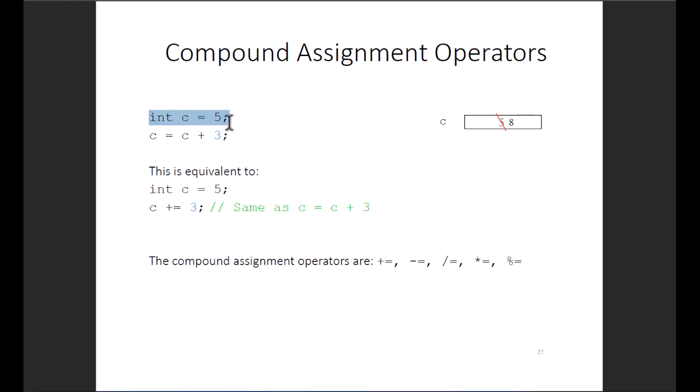Now these two lines are equivalent to the following two lines without the comment. No need for the comment. You see, int C equal 5. Instead of writing C equals C plus 3, write C plus equal 3, add 3 to the value of C. So now this is the same as writing C equals C plus 3. You can do compound operators with plus equal, minus equal, division equal, times equal, percent equal.